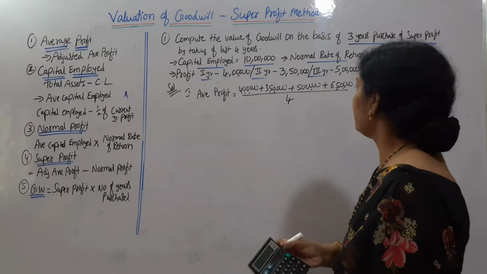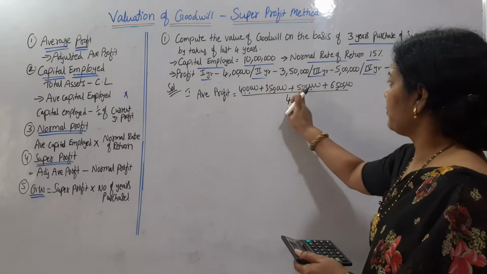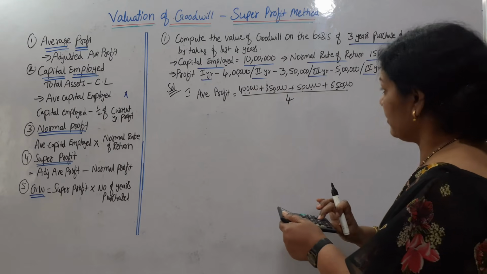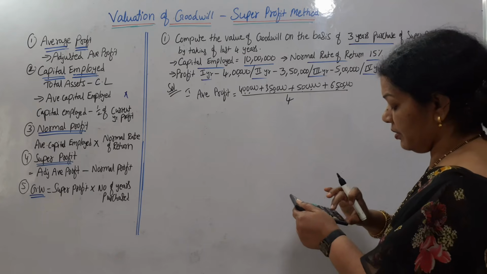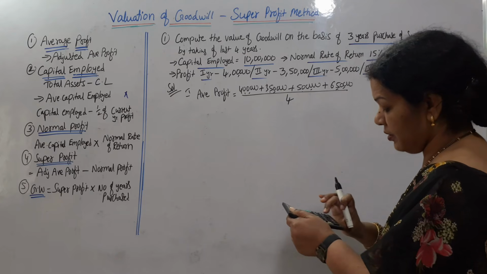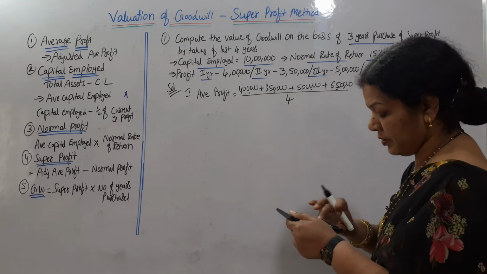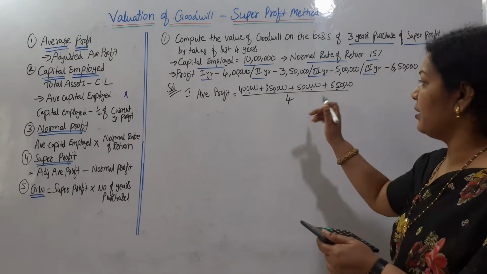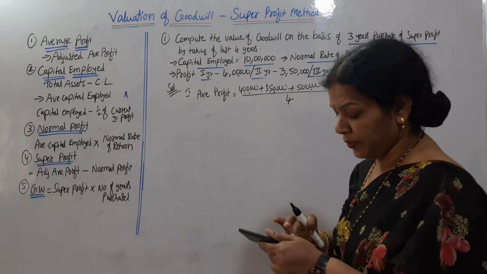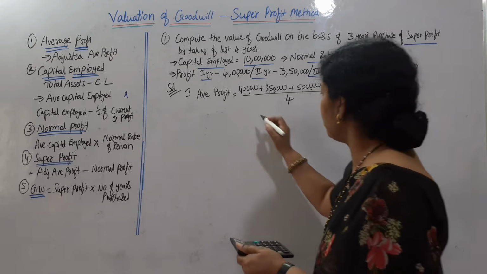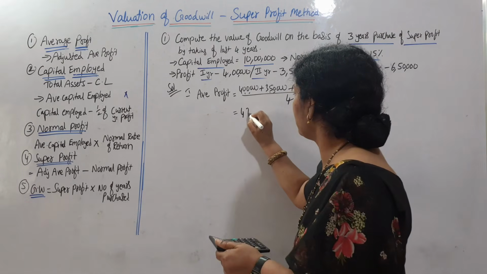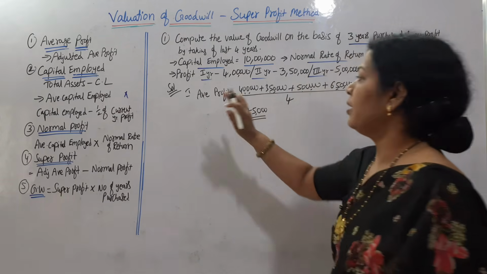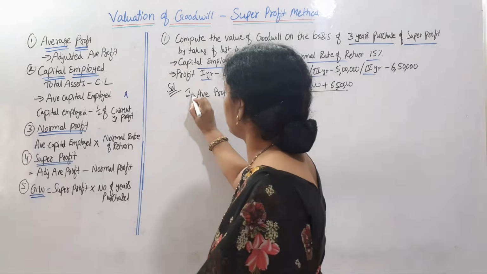Now let us calculate and see. 4 plus 5, 9 lakh. 9 lakh plus 3,50,000 plus 6,50,000. It's 19 lakh we are getting. 19 lakh divided by 4 is 4,75,000. Average profit, the first step, is over.